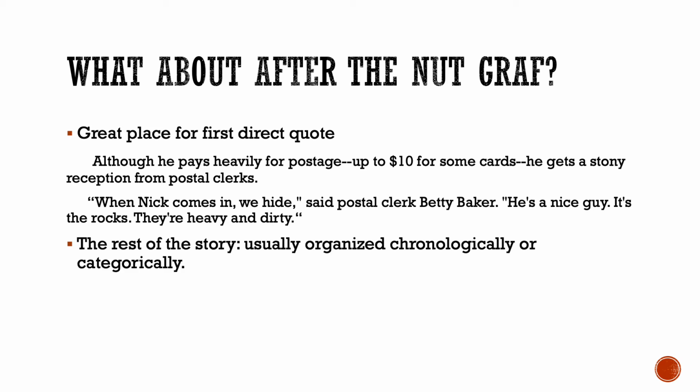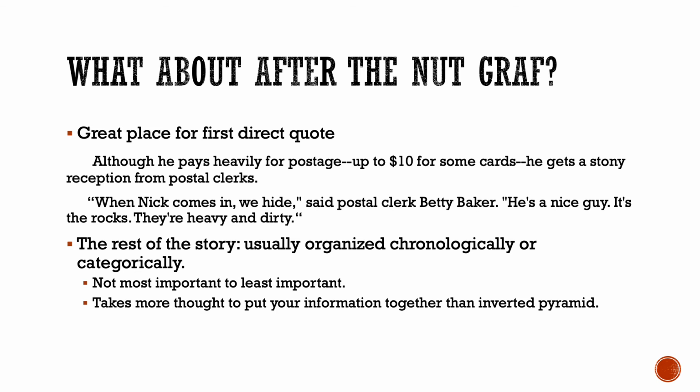Now, the rest of the story, remember, you can organize chronologically or categorically. That's usually two main ways that you can do it. You're not going to do most important to least important because we're not there right now, right? You're going to have to think about how you're going to organize that inside part of your story. What makes sense here? And so you can do a small outline, just a sketch maybe, or a bullet pointed list of what you're going to talk about first, second, and third.